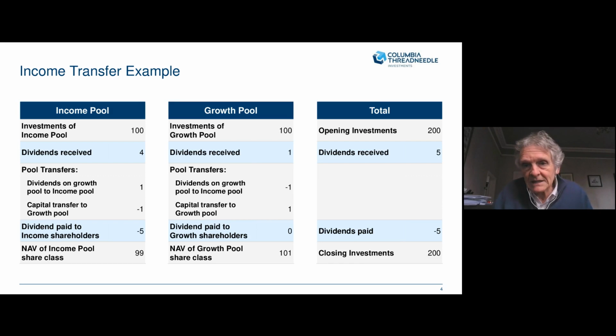The box on the right just pushes the two together. And the important thing for you to know is this has no adverse tax implications for any shareholders because it's within the one company. So this is a unique feature. It's relatively small, but it just biases the returns for the income pool a little bit more to income, and for the growth pool a little bit more to growth.